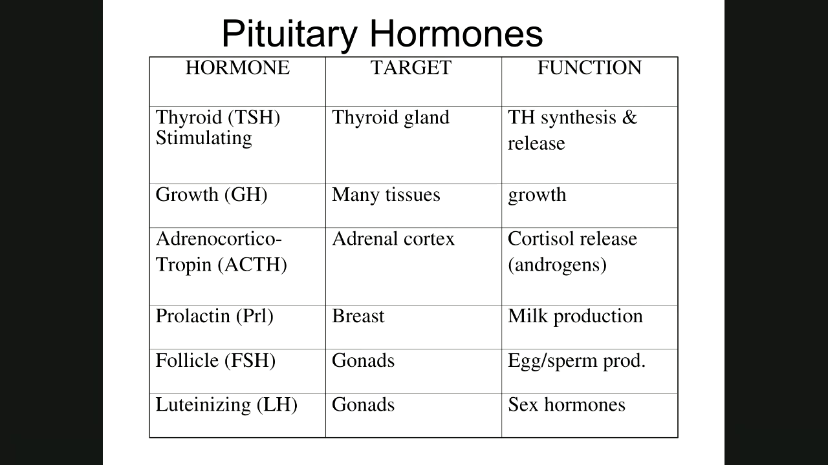FSH, which is follicle stimulating hormone, of course, it will stimulate the gonads, and it will stimulate the production of the egg or the sperm. Luteinizing hormone also targets the gonad to stimulate sex hormones. So you see how this is the master gland of the endocrine system, because it stimulates so many hormones, targets so many glands, organs and tissues.